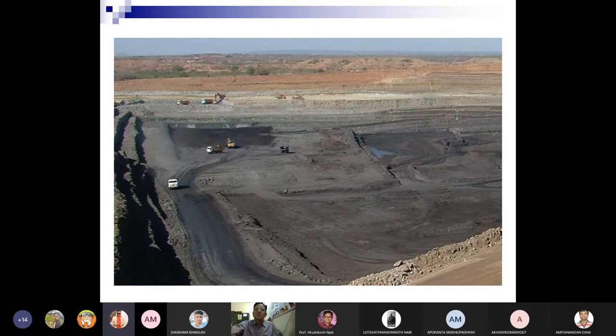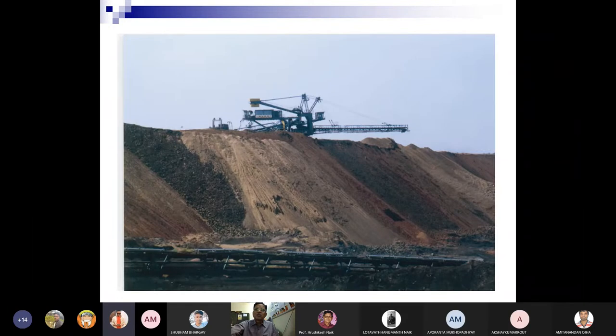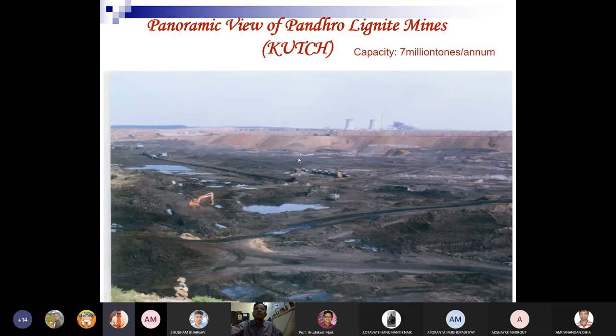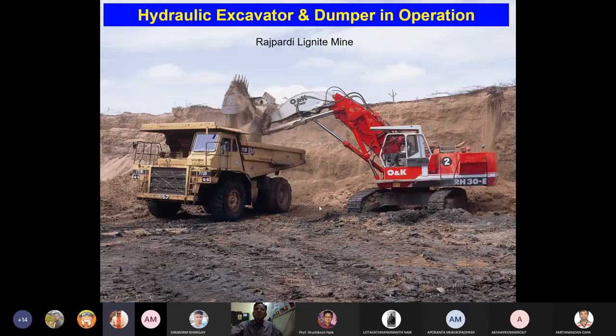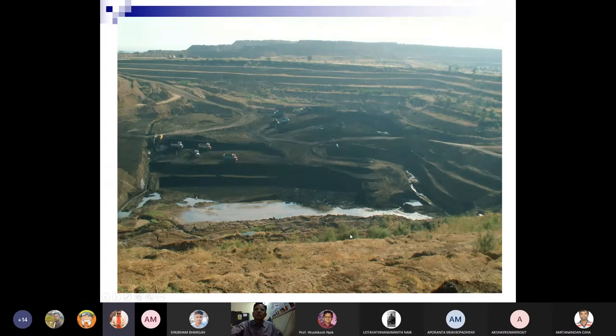This is the layout of the mine. This is the backhoe loading the trucks. This is the spreader, spreading the material in the dump yard. This is the bench. This is the bench height and bench width. So this is the panoramic view of a lignite mine. Water problem in the mines. This is the backhoe loading the dumper. These are the people working in the mines for loading of coal. This is the mine layout.